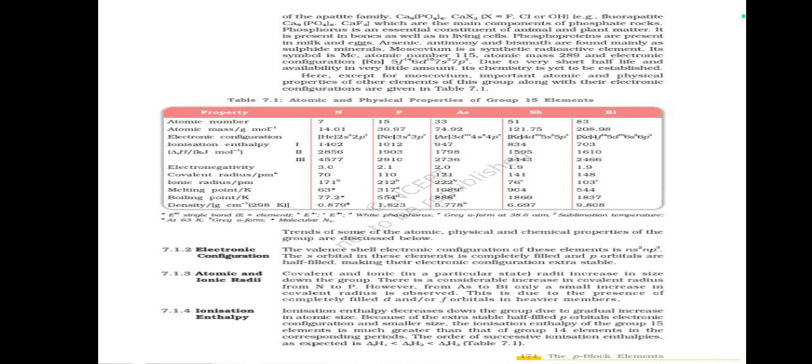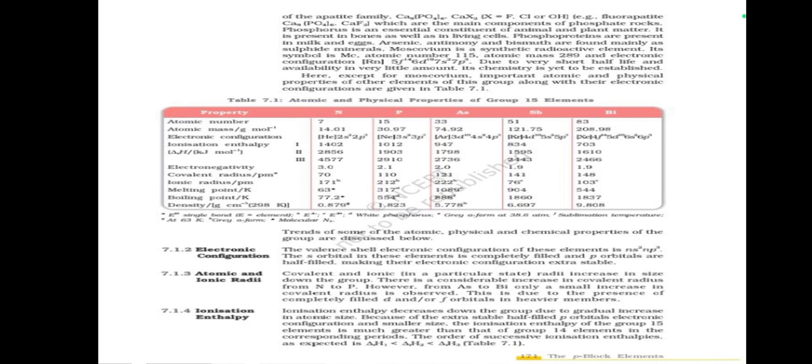Due to very short half-life and availability in very little amount, its chemistry is yet to be established. Except for moscovium, important atomic and physical properties of other elements of this group, along with their electronic configuration, are given in Table 7.1. Atomic and physical properties of group 15 elements.